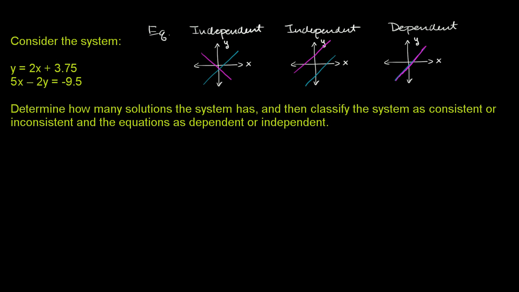Now, we use slightly different words when we think about the system. And when you think about the system, you care more about the number of solutions that you might have. So here, when you have exactly one solution, this is consistent. And a consistent system has at least one solution. So this clearly has one solution. This has an infinite number of solutions. Any point here will be a solution. So this is also consistent. Consistent has at least one solution.